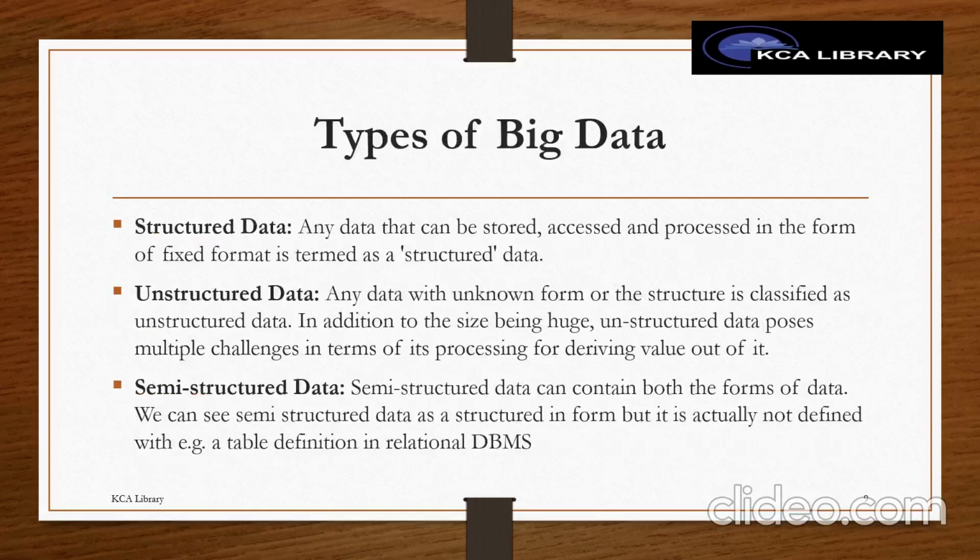So let us look at the types of big data. We have structured data. Structured data is organized in form of databases. Any data that can be stored, accessed, and processed in form of fixed format is termed as structured data. So we have unstructured data. Any data with an unknown form or structure is classified as unstructured data. For example, data from social media platforms is unstructured. It can be video, it can be text, it can be images. So that data becomes unstructured.